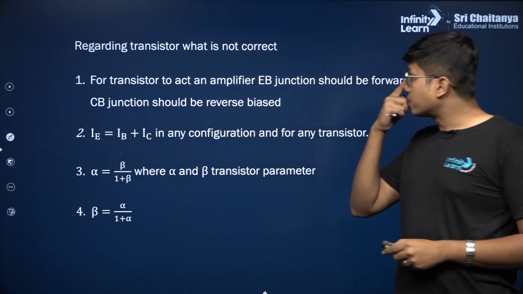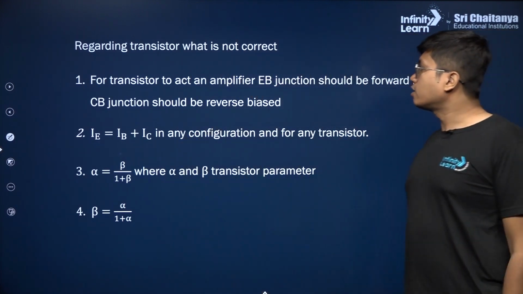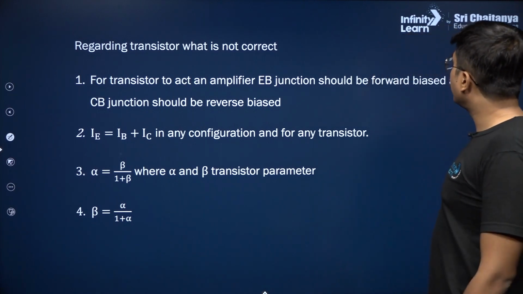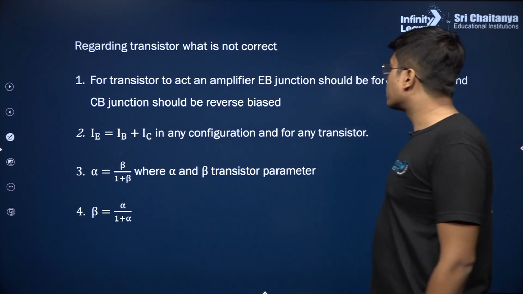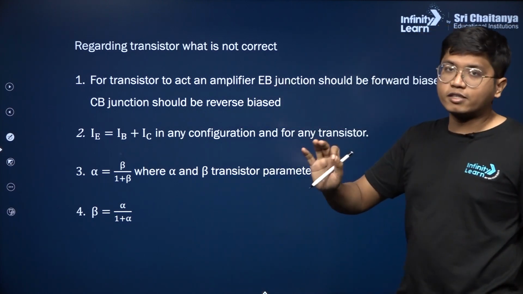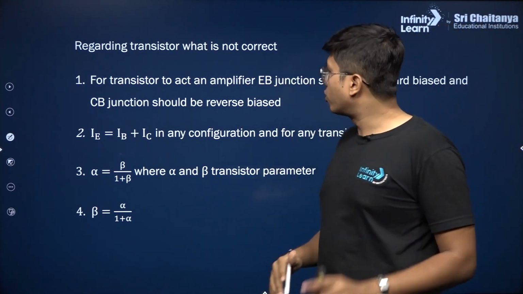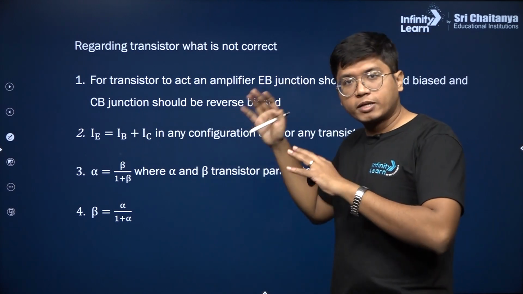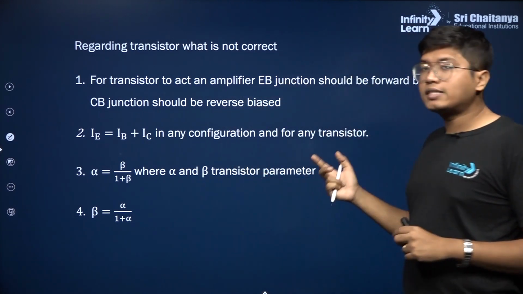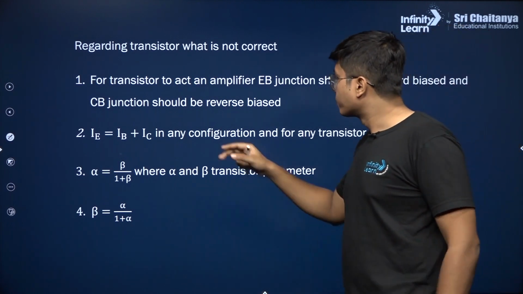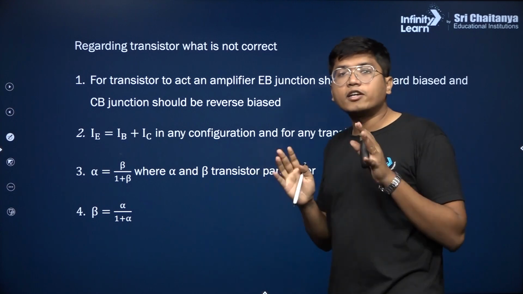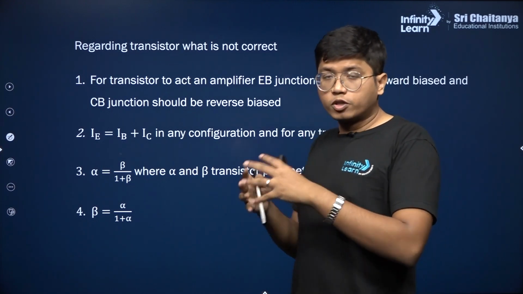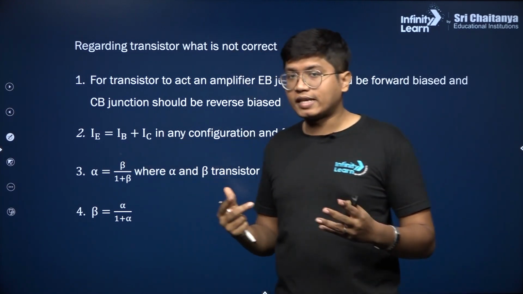Next says that regarding transistor, what is not correct? For a transistor to act as an amplifier, the EB junction should be forward biased, CB junction should be reverse biased. So this statement is correct. We know this for a fact that as an amplifier we need the emitter base junction to be forward biased and the collector base to be reverse biased. IE is equal to IB plus IC in any configuration for any transistor. Again, true. Comes from Kirchhoff's first law itself.